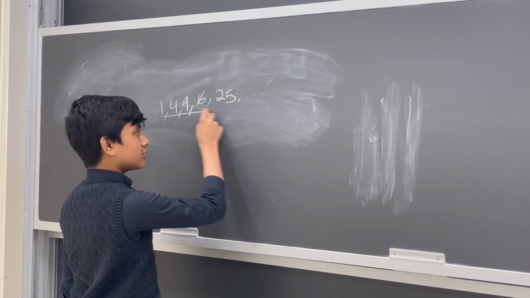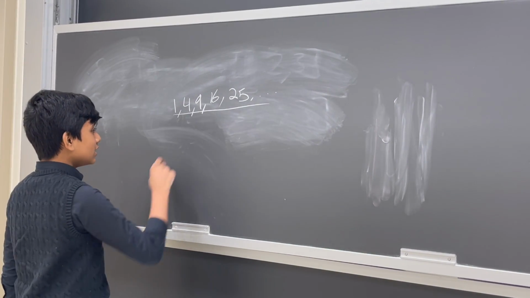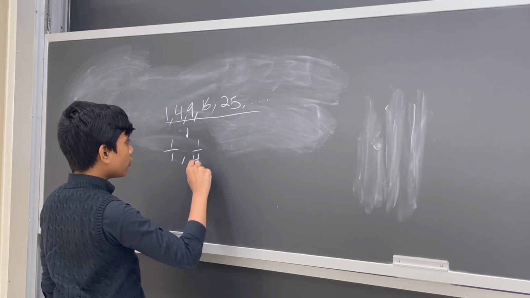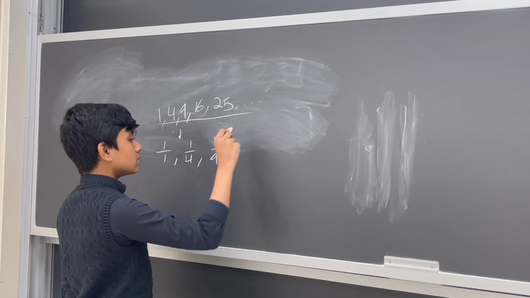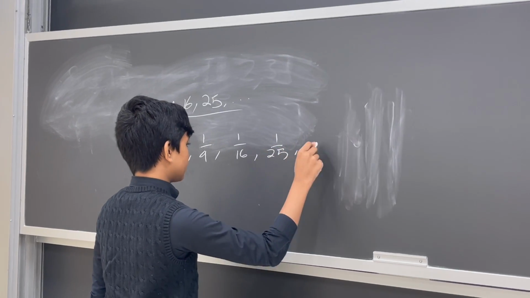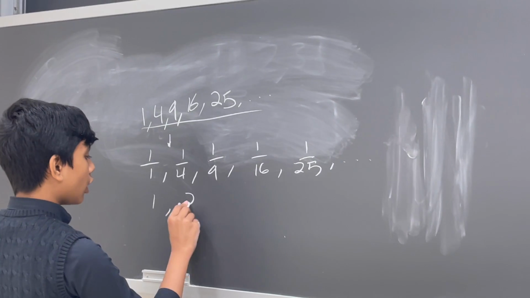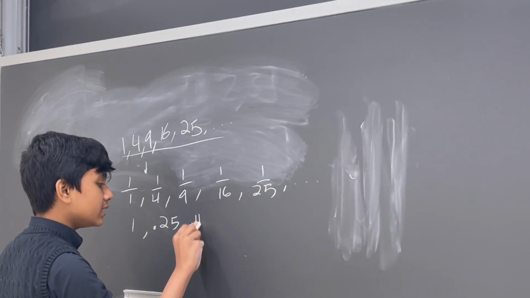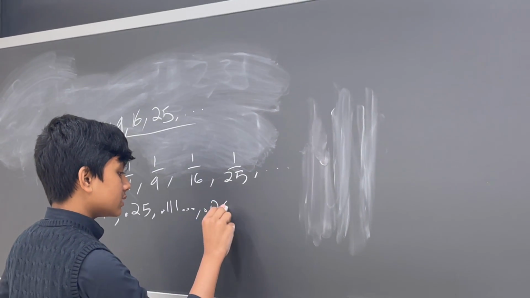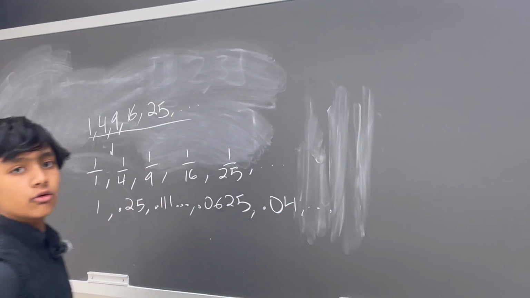So this is the sequence of square numbers, right? Alright, so now let's invert them. So 1 over 1, 1 over 4, 1 over 9, 1 over 16, 1 over 25, etc. If you have experience in engineering or something like that, you probably already know the decimal values of all of these. So just like so, 1 over 16 is this, 1 over 25 is this, and so on and so forth.